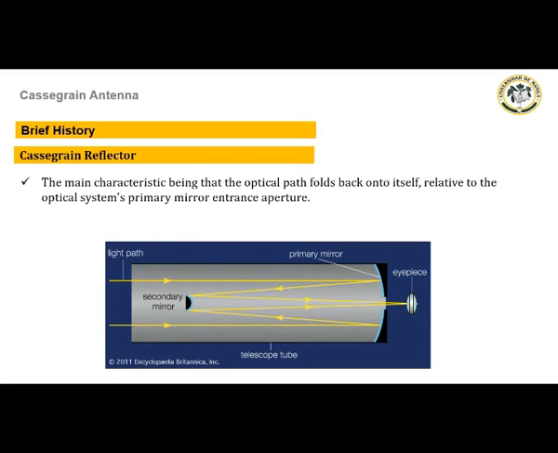Cassegrain reflector. So, a Cassegrain reflector is a combination of a primary concave mirror and a secondary convex mirror. So, ginagamit ito sa optical telescope and radio antennas. So, yung pinaka-main characteristic being that the optical path folds back onto itself relative to the optical system primary mirror entrance aperture.